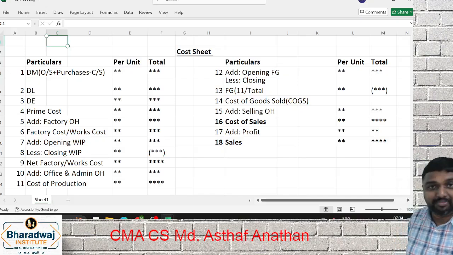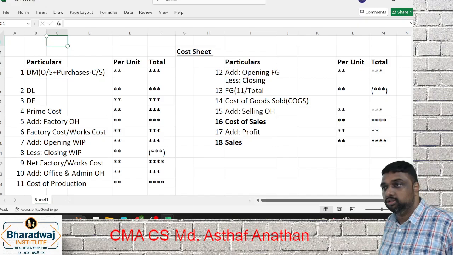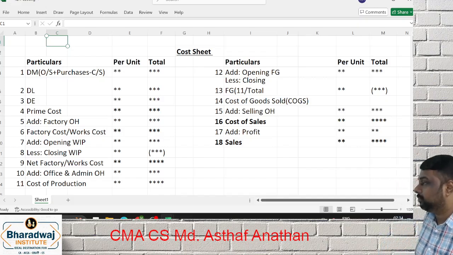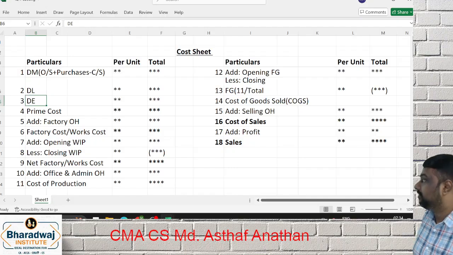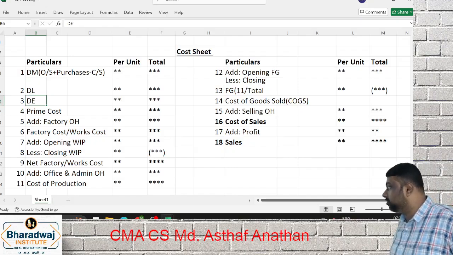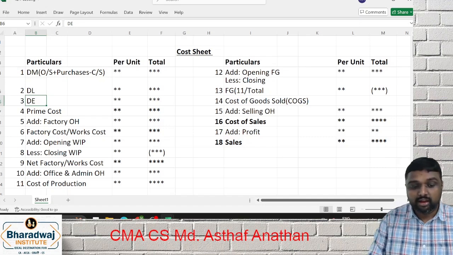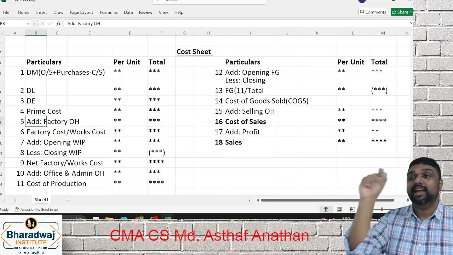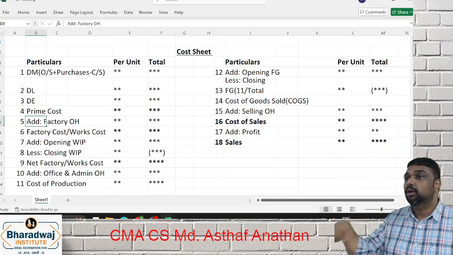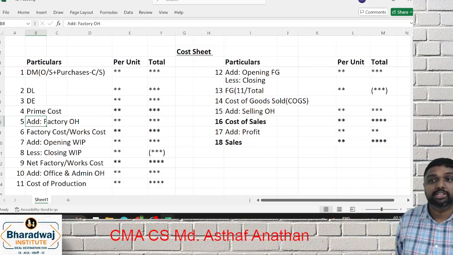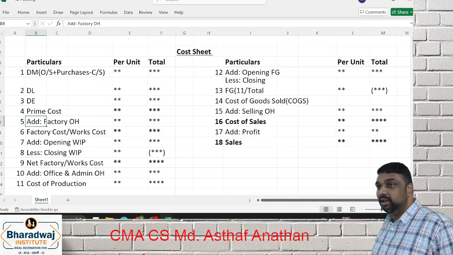You have to prepare first the material. Material means opening stock plus purchase minus closing stock, then labor expense, prime cost. This direct expense may not come always. Then you have to add factory overhead, adjustment of work in progress, office and admin, everything. We did a consolidated question where they won't give factory overhead directly as an amount; they'll give details like expenses, freight inward, factory depreciation and other details. So that is a consolidated question, and it can come in different ways.